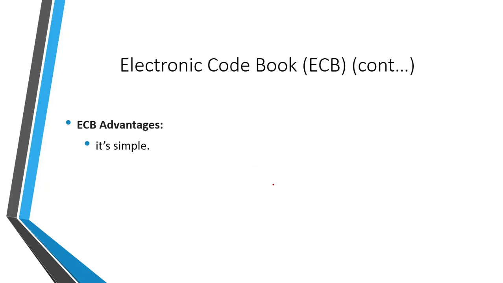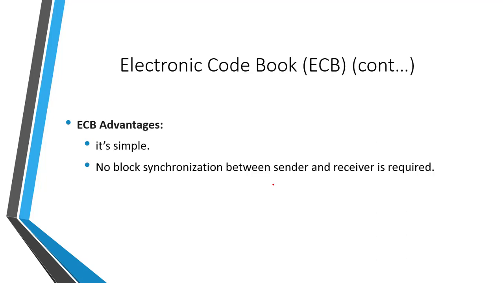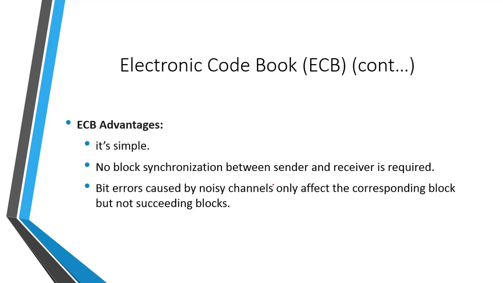The advantage of ECB is that it is a very simple algorithm. No block synchronization between the sender and receiver is required. A bit error caused by a noisy channel only affects the corresponding block, because the encryption process is applied on separate blocks. Also, block cipher operation can be parallel, that is, we can encrypt all the blocks of the plaintext in parallel.